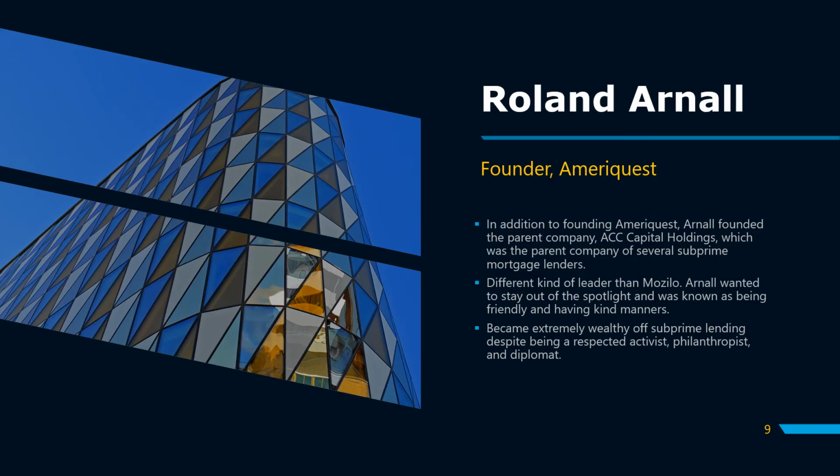Roland Arnall was like Mozillo in the sense that he knew morally subprime mortgage lending was not ethical. Arnall was a well-known philanthropist by helping those in need. However, he also made billions off those same people in need by selling subprime mortgages and making billions of dollars off of excessive interest rates of people who he knew could not afford them.